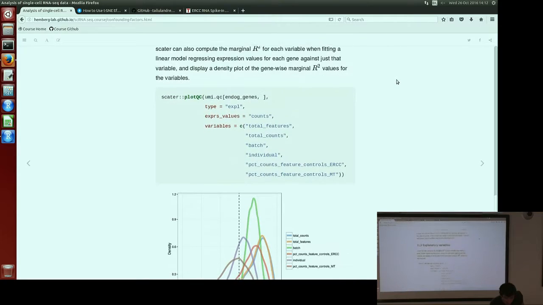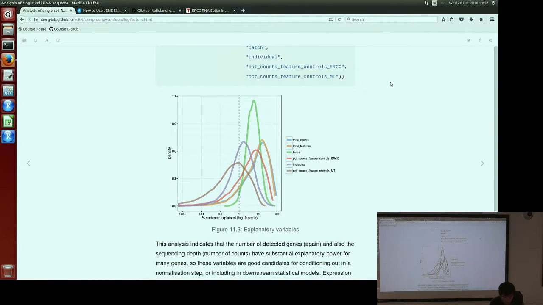That's a bit different from this plot, which is now flipping our attention to the gene level. If that wasn't clear when I explained it earlier, we're fitting a model to each gene with a particular explanatory variable like total features or total counts, and then we're looking at the distribution of R-squared values, so the percentage of variance explained for a particular gene by a particular variable, and then looking at that distribution.